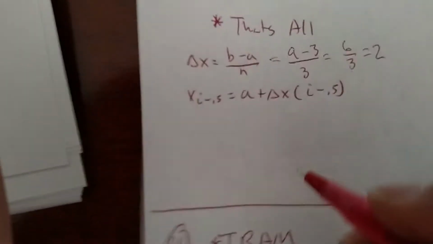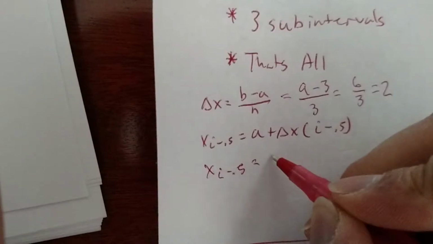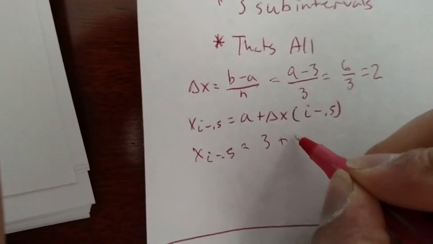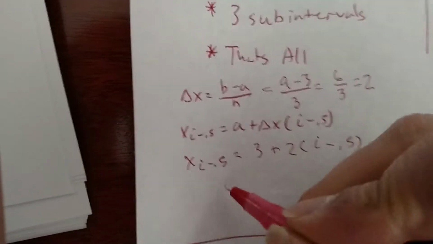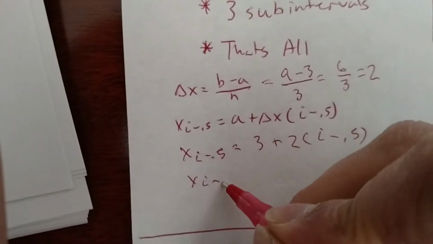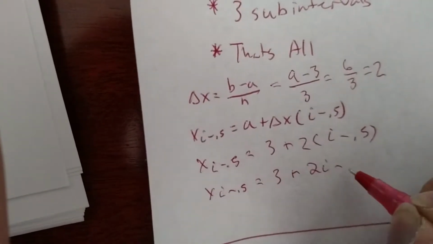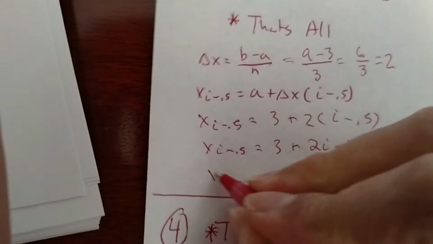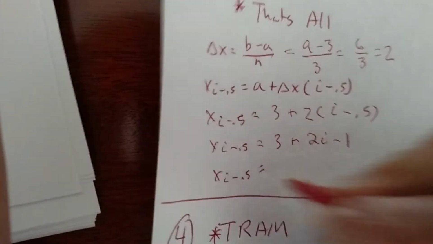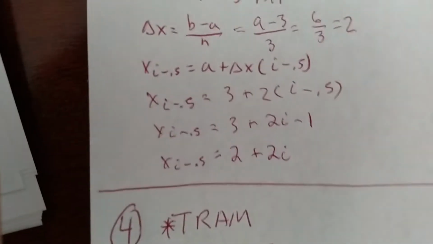All right, so we got our delta x. We need our x of i minus 0.5, which is 3 plus 2 parentheses i minus 0.5. Yay, decimals go away. Distribute: 3 plus 2i minus 1. Then combine: 2 plus 2i. Very good.